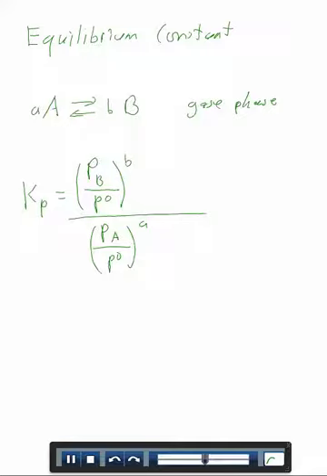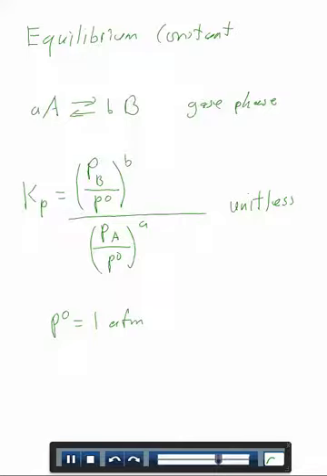Now you can see that it's unitless because all the units cancel since we are dividing by a standard pressure. The reason we divide by a standard pressure is to make it unitless. Now the standard pressure is equal to 1 atmosphere, so all we're doing is canceling units. We're dividing through by 1, which doesn't change the value of Kp numerically.